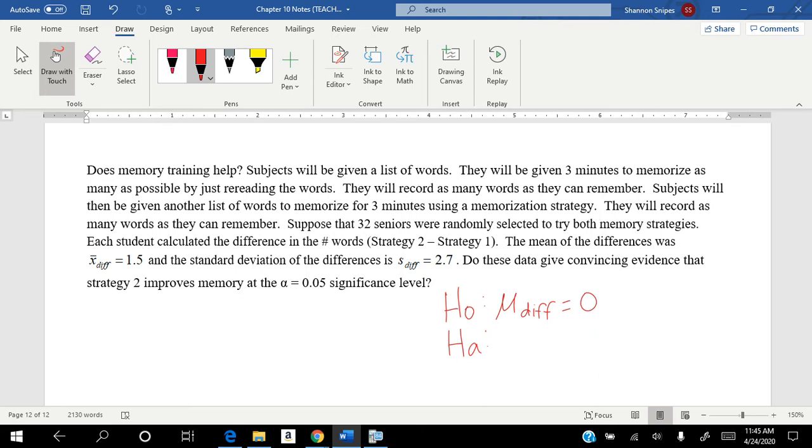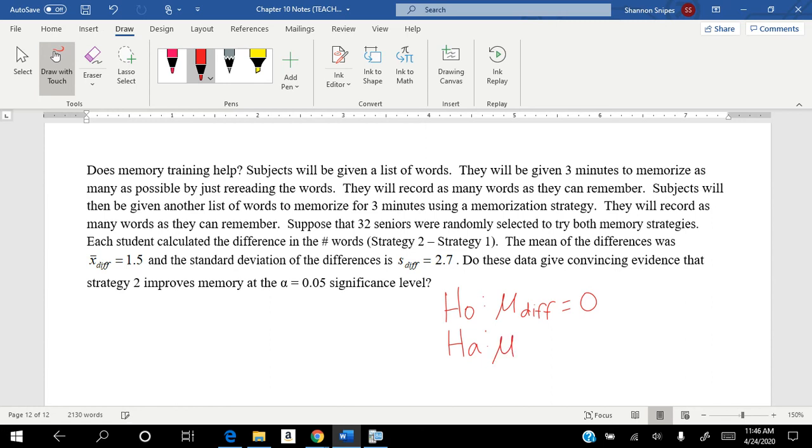So what we could do instead of doing the mu of strategy 2 minus the mu of strategy 1, I could say the mu of the difference, because we are just looking at that one column of numbers after we subtract the two numbers of words that they remember. So you could use mu sub difference, and that would just ease up your life a little bit. And then you would say mu sub difference is the true mean difference in number of words that are remembered when we take strategy 2 subtracting strategy 1, and then you don't have to write two different parameters.